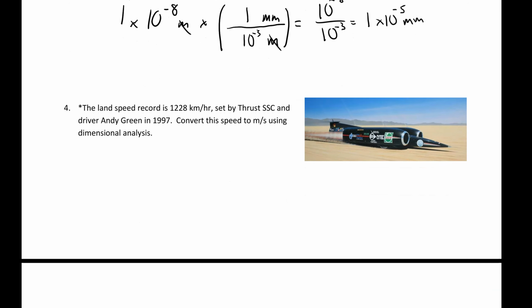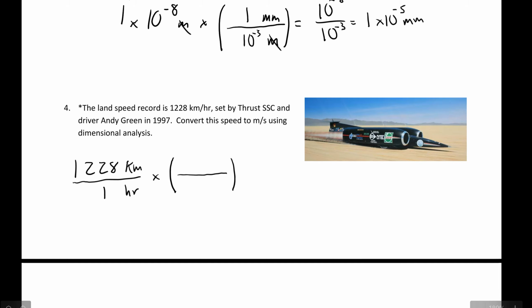Okay, now it says the land speed record is 1,228 kilometers per hour. Convert this speed to meters per second using dimensional analysis. So here's how I write these when I'm converting. I write 1,228 kilometers per 1 hour, like that, because it's per hour. You could set it up like a fraction like that. Then you multiply by your parentheses and you put the line in the middle.